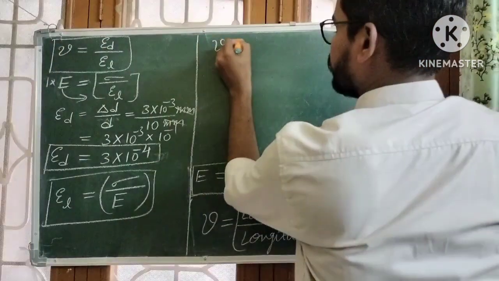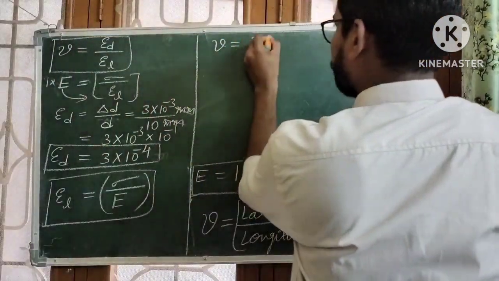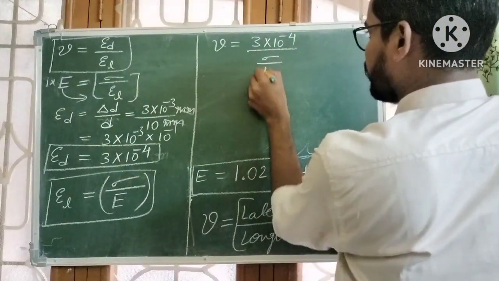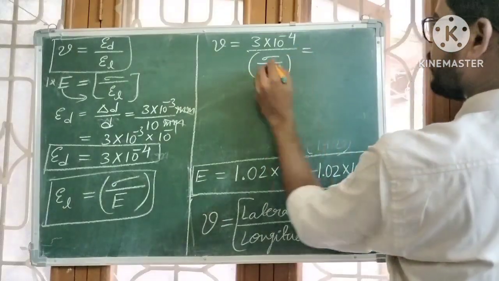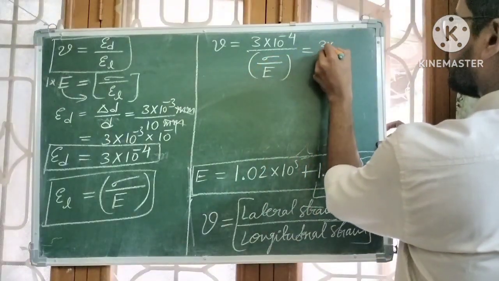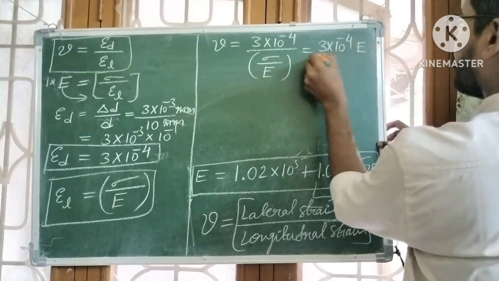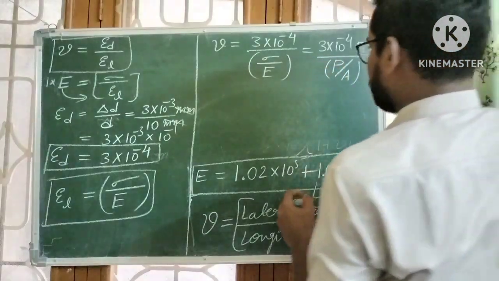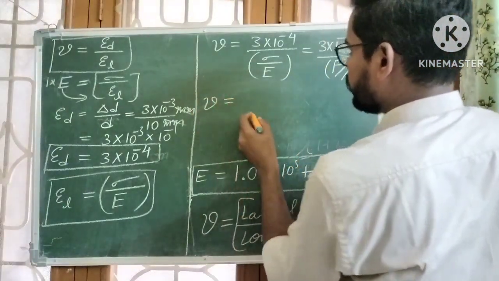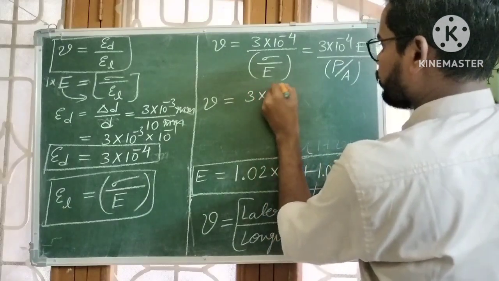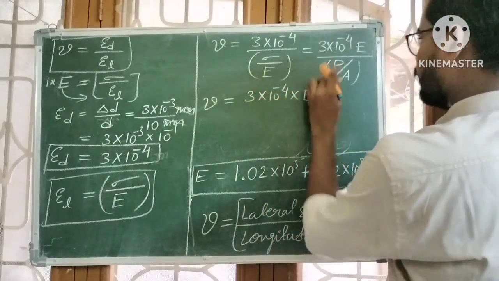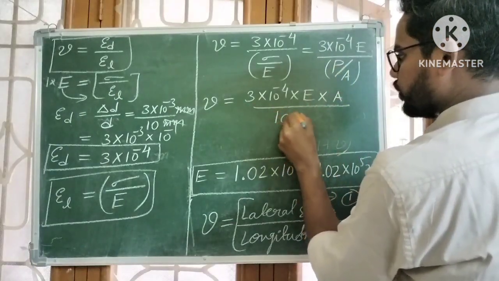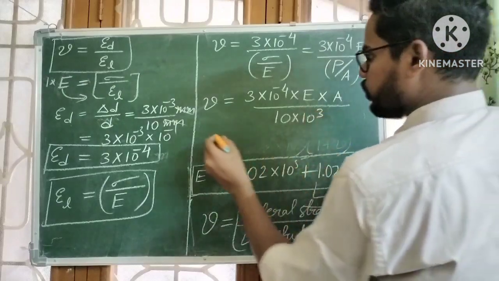Now Poisson's ratio is equal to epsilon d, value 3 into 10 to the power of minus 4, by epsilon L, meaning sigma by E. The reciprocal of sigma by E is E by sigma. So 3 into 10 to the power of minus 4 into E by sigma, where stress formula is load by area. Stress is equal to load by area. So mu is equal to 3 into 10 to the power of minus 4 into E into A by P, the reciprocal of P by A. How much load is given? 10 kilonewton, which means 10 into 10 cubed newtons.